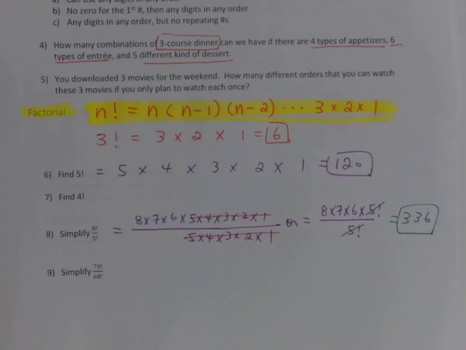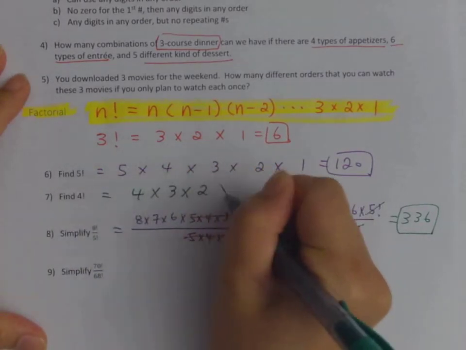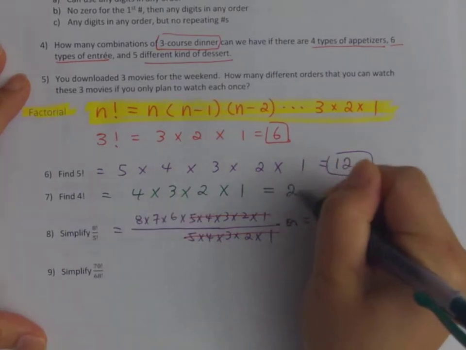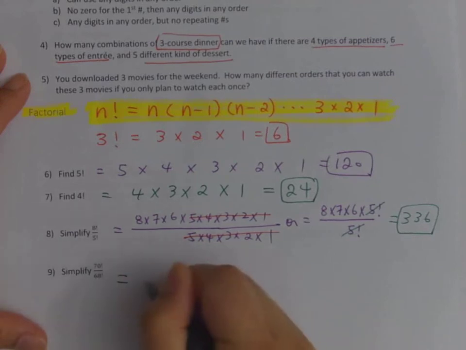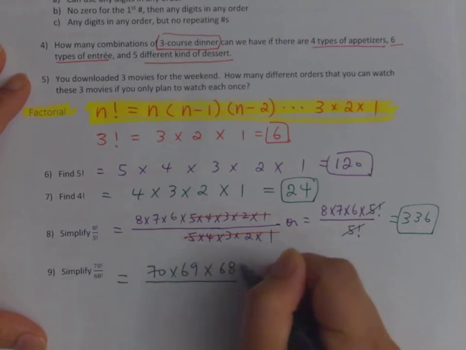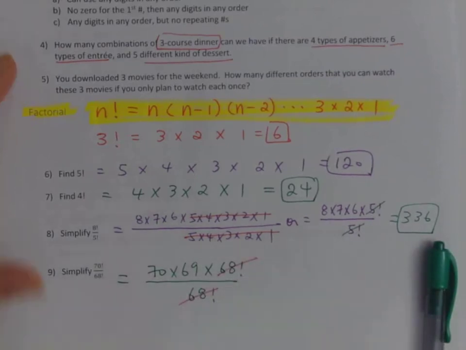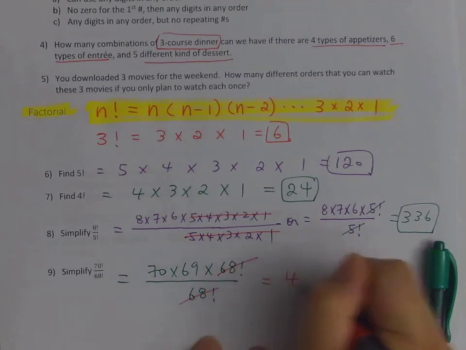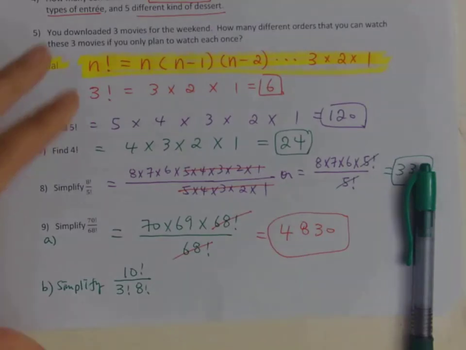Okay, if you're ready, the next one would be just 4 times 3 times 2 times 1, right? That would be 24. Okay, how about the last one? So I don't have to list a lot of stuff, right? It's 70 times 69 times 68 factorial, and at the bottom I have a 68 factorial, so I can cancel that. So all I need to do is 70 times 69, which will be 4,830.